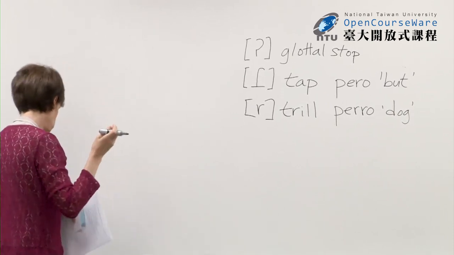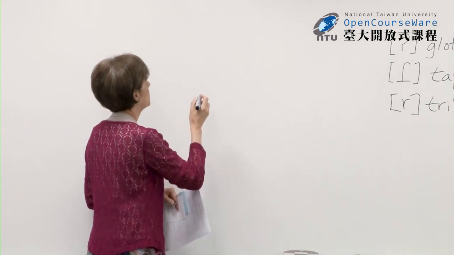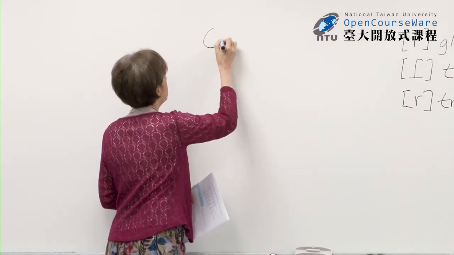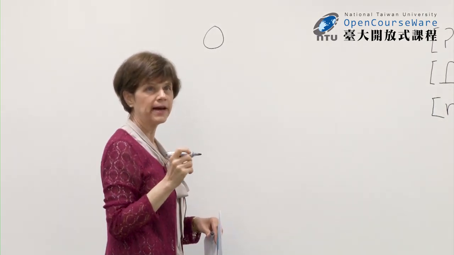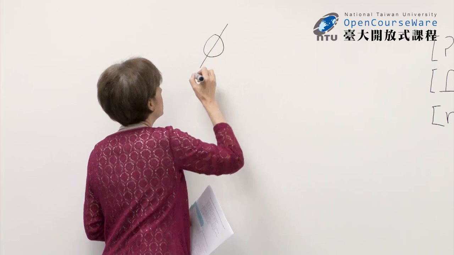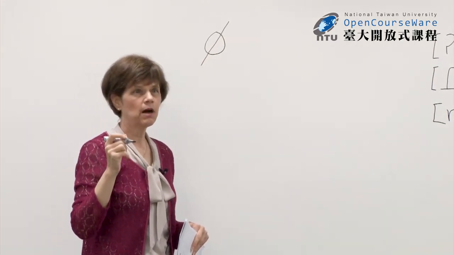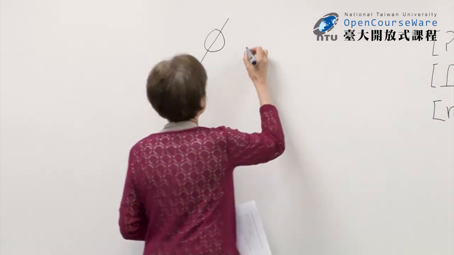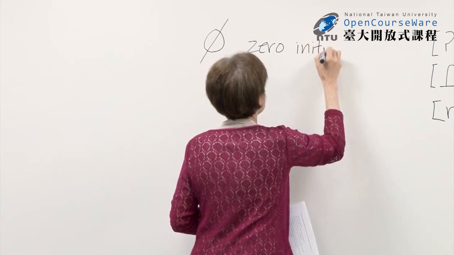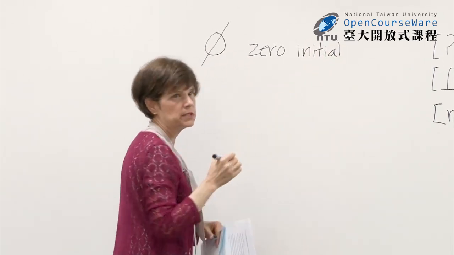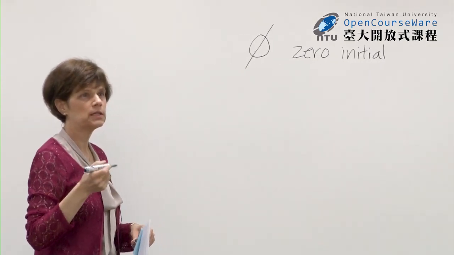There's another one that's created a lot of confusion, and part of it is because I didn't explain it clearly at the beginning. I gave you this symbol when we were talking about Huayin, about glides in Chinese. This symbol, a great big circle with a line through it, is a mathematical symbol for a null set. And we call it a zero initial in English, and ling sheng mu in Chinese.